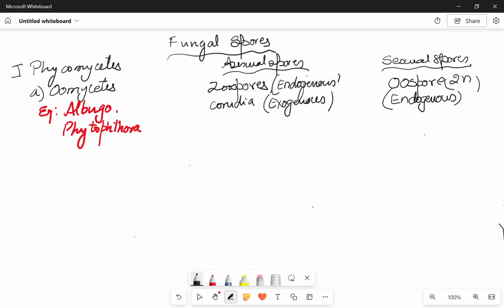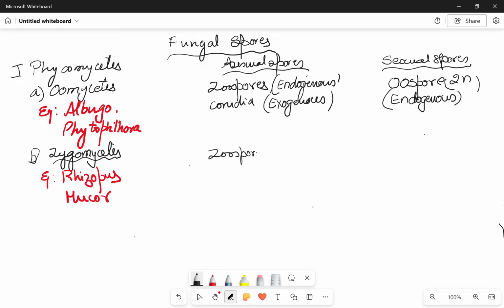Okay. Then the second group of class Phycomycetes is Zygomycetes. Examples: Rhizopus, Mucor. What are the asexual spores of Zygomycetes? Zygomycetes asexual spores are zoospores, which are motile, and sporangiospores, which are non-motile.